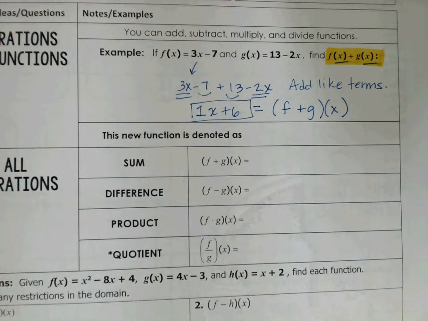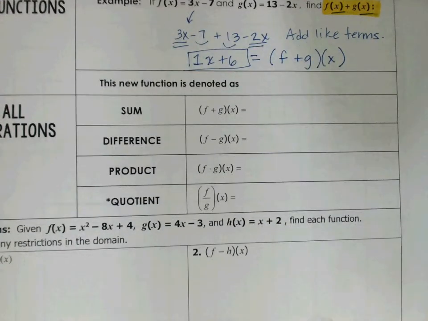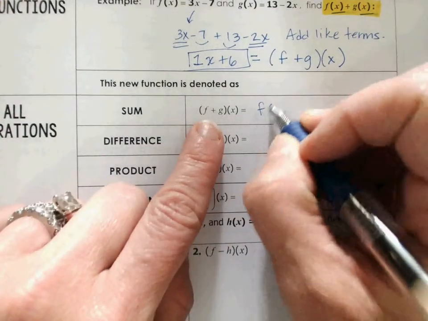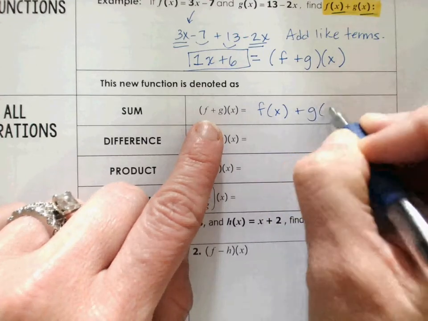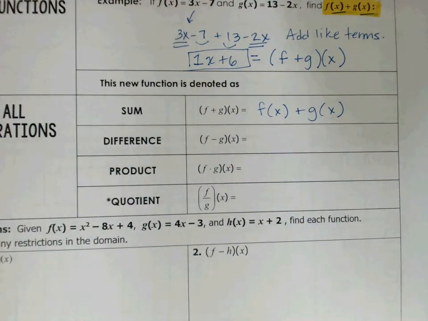So now we're going to go through and talk about what this really looks like. It's just really a combination of them. So this is f of x plus g of x. That is just a combined version of what it would look like right there.